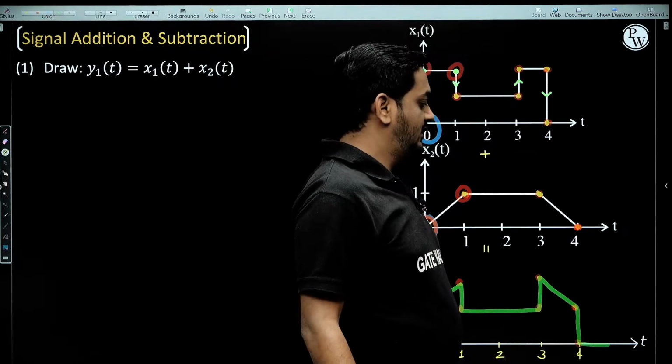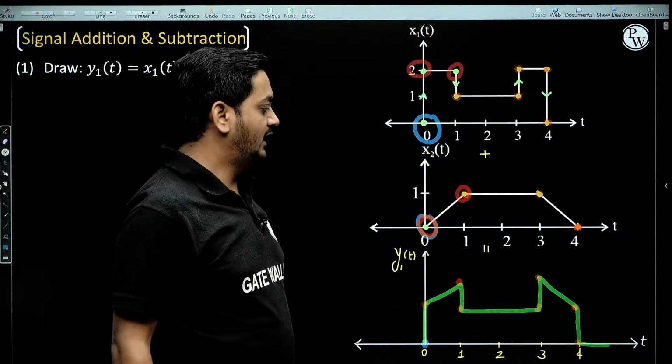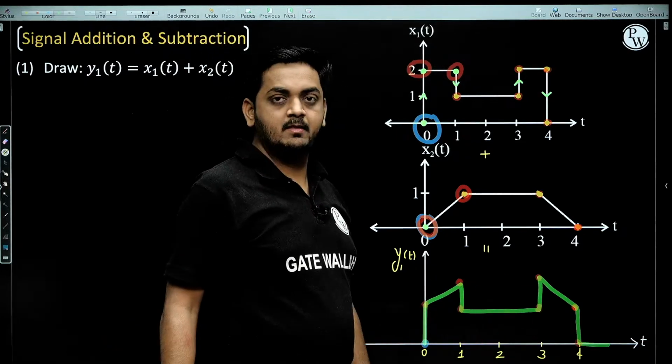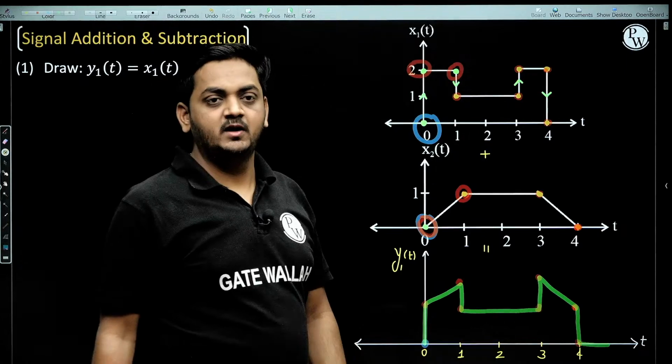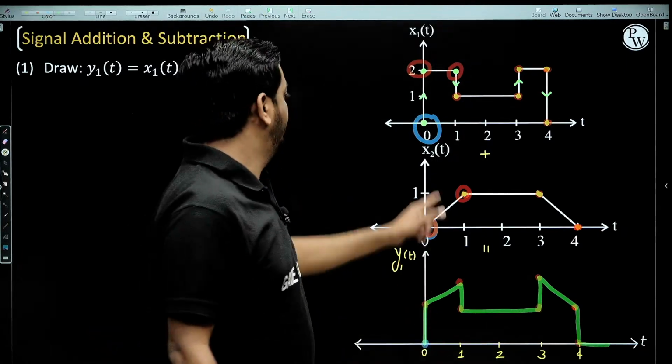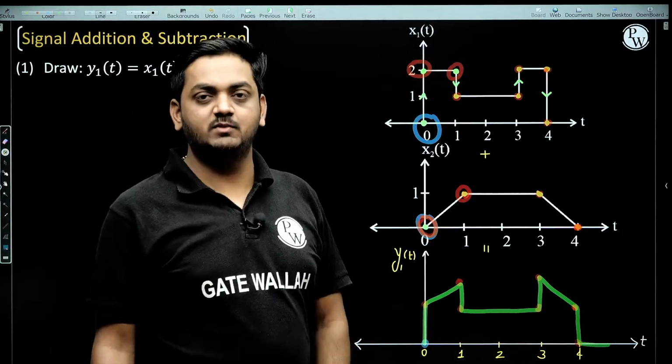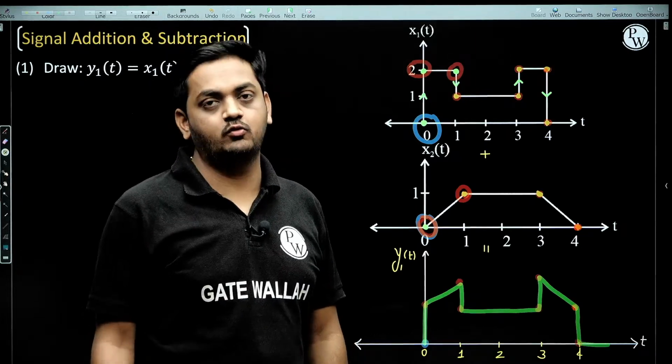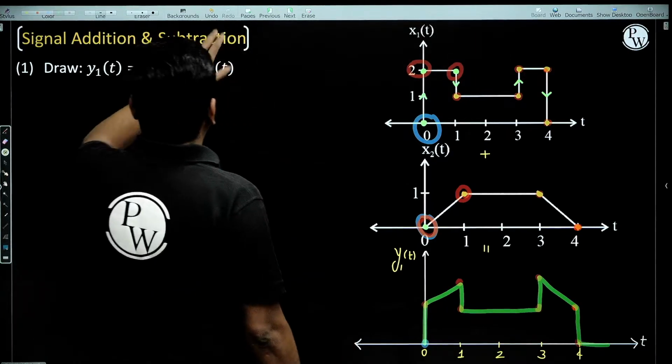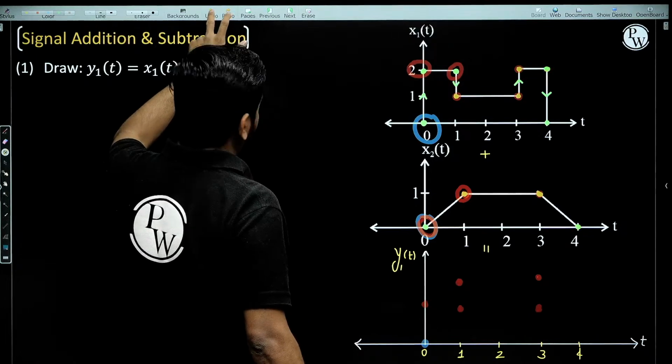Is this clear? Write in the comment box guys, tell me in the comment box, is this clear? So at this sudden change you have to consider both the amplitudes, minimum amplitude as well as maximum amplitude, okay? So let us write it properly guys.